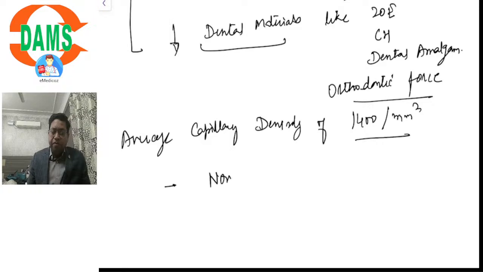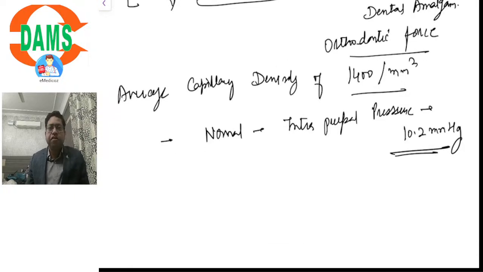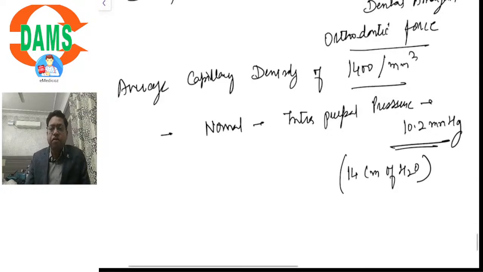So normal pulp has an intrapulpal pressure that is represented in millimeters of mercury column, and the value is 10.2 millimeters of mercury, normal intrapulpal pressure. Sometimes we measure this intrapulpal pressure in water column, then it would come to 14 centimeters of water column, either 10.2 millimeters of mercury or 14 centimeters of water column.